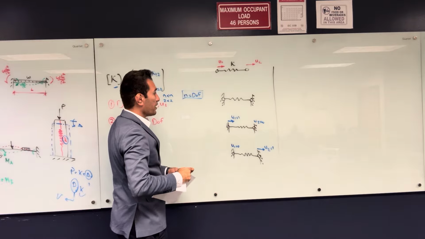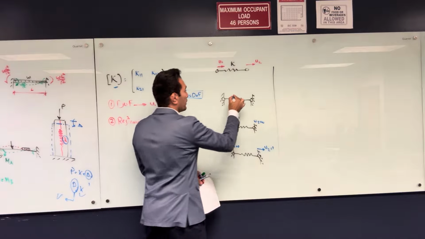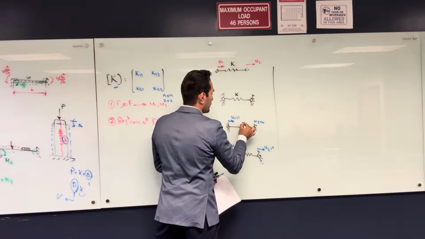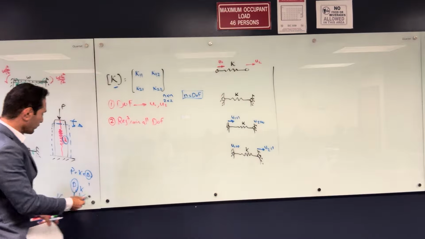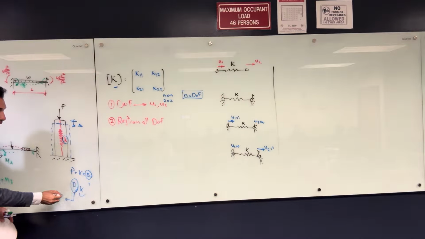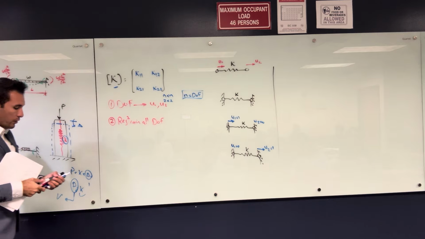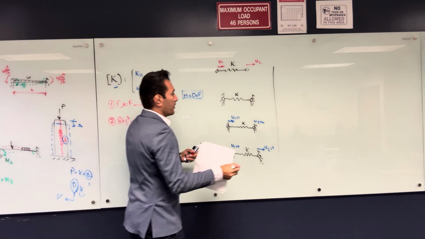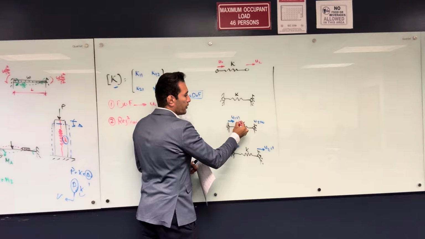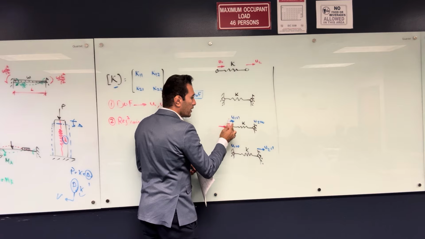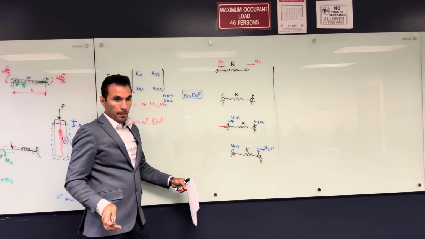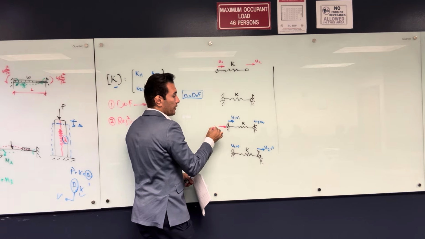So let me put K on every one of them. This is K, and this is K, and this is K. So right now I want to find the forces, because I told you if I find the force, that means I found the stiffness. So you tell me, if you apply unit deformation and here is K, what is the force that I need here to make a unit deformation?